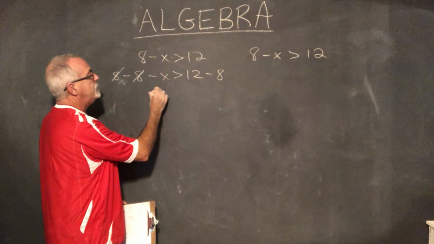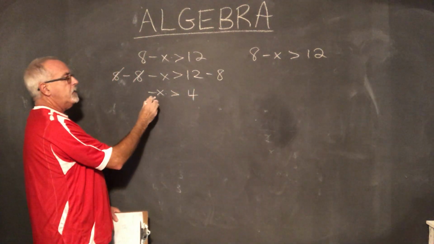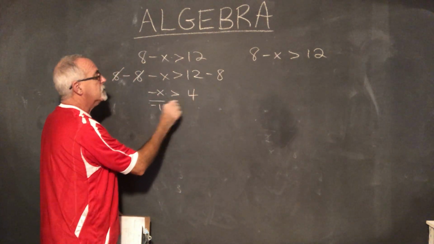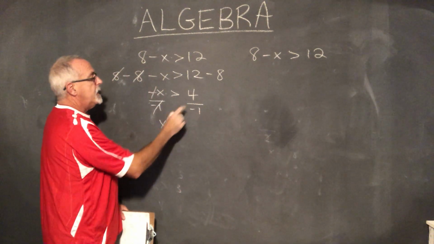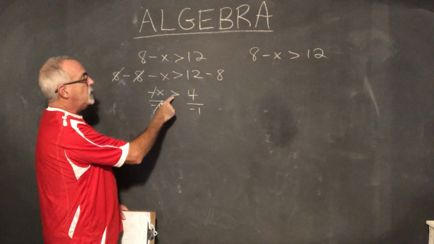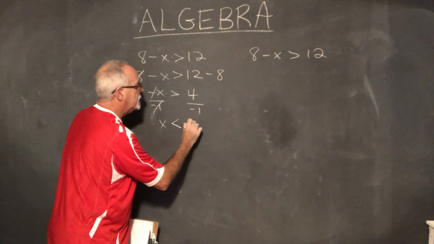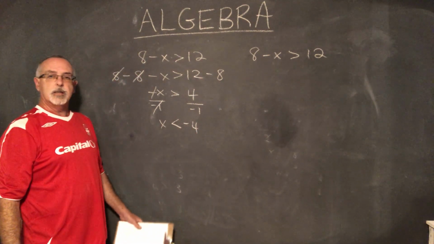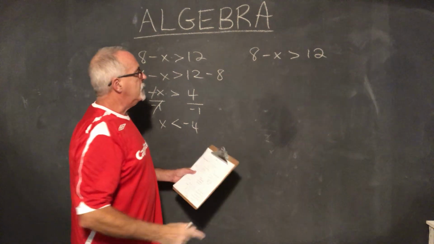These cancel. I have negative x greater than 12 minus 8, which is 4. Now I have to divide both sides by negative 1 so that I can isolate my x. These cancel. I'm dividing both sides by negative 1, so I have to flip my symbol into a less than. And 4 divided by negative 1 is negative 4. I have the answer. X is less than negative 4. I know that's the right answer because we have been verifying this before and it's working.